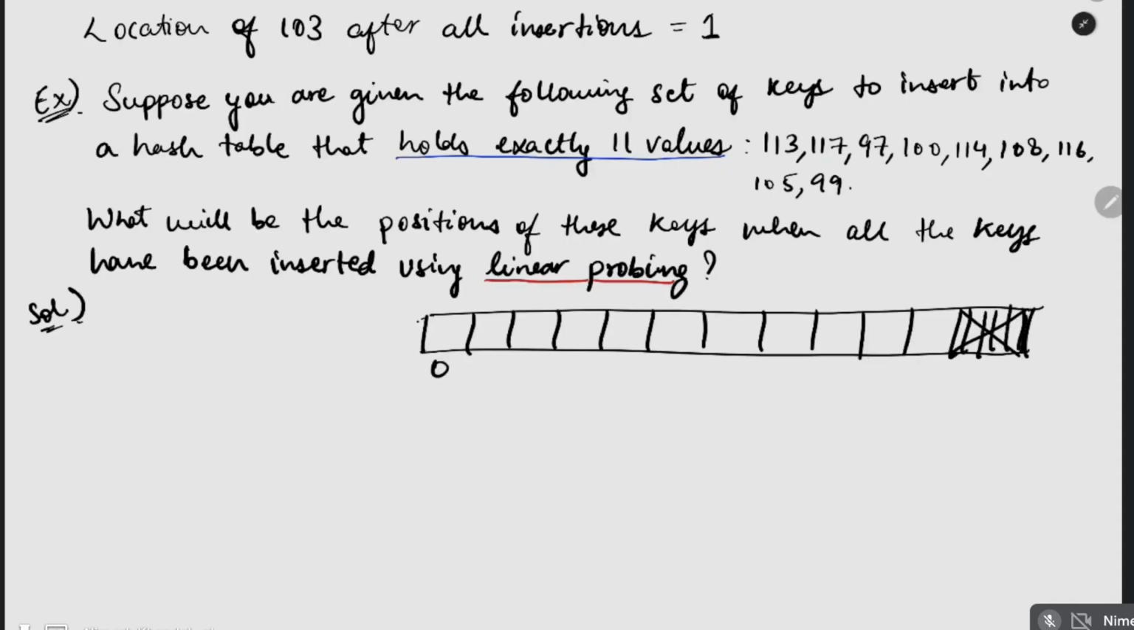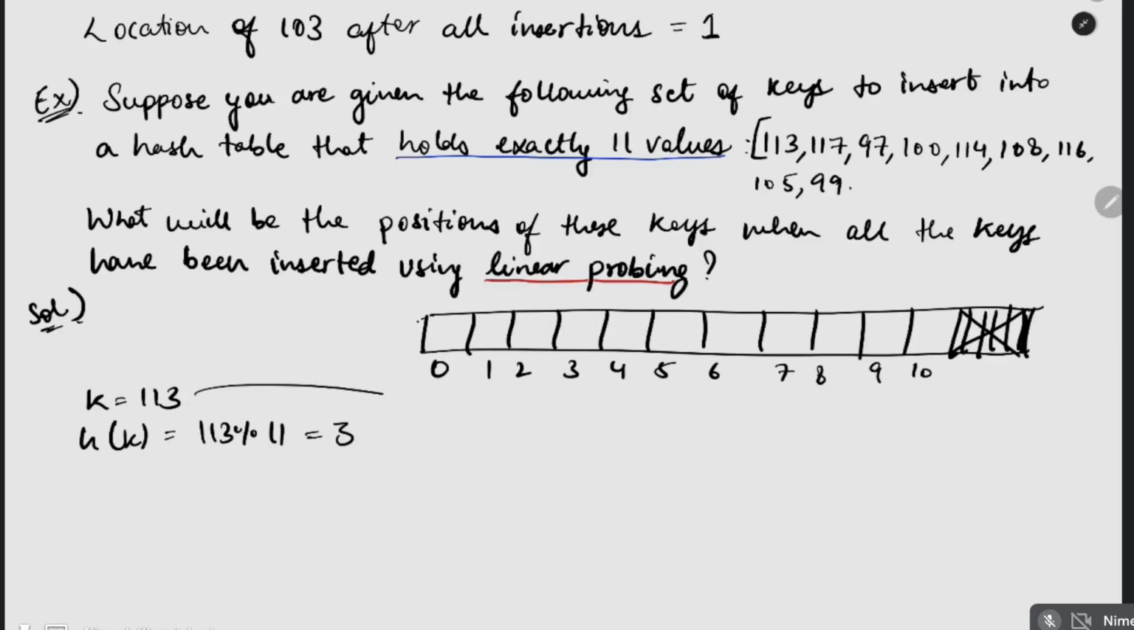Okay, so this is our table. Let us start inserting values one by one. For k equal to 113, h of k is 113 mod 11, and that is 3. So 113 goes to position 3. I'll stop drawing the arrows now.